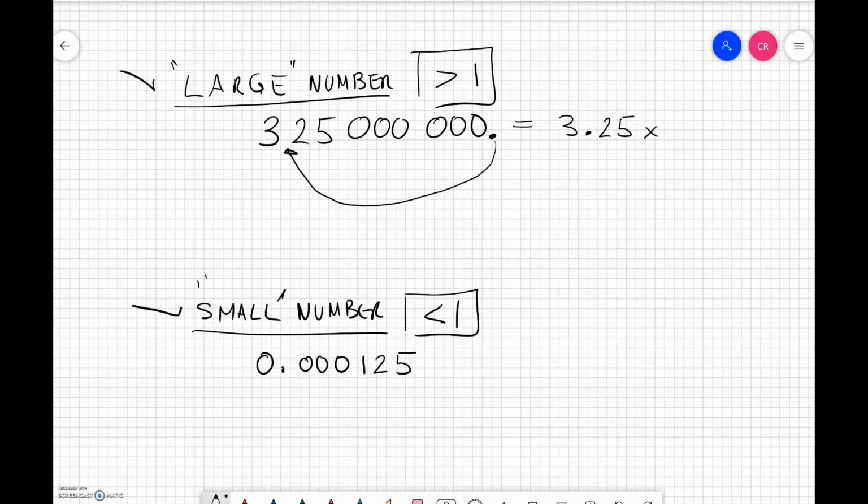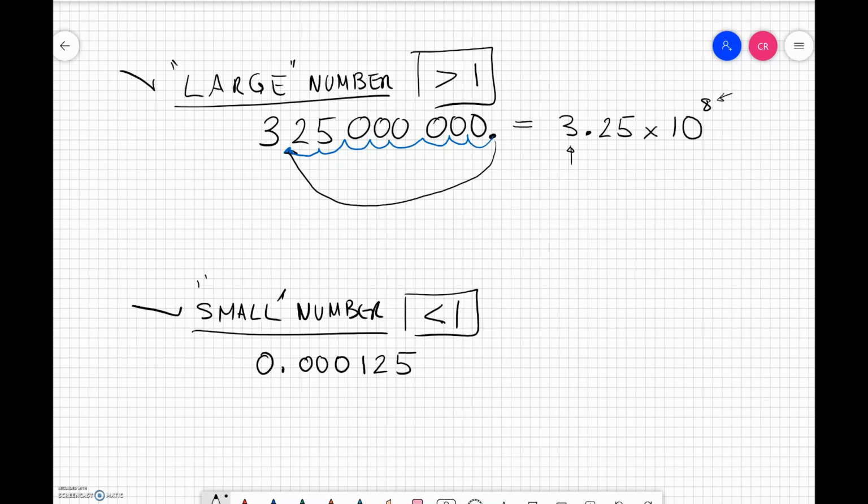What we do is multiply by a power of 10. Now the number that goes here, how do we get that number? We count how many places we moved the decimal point. So how many places did we move it? We moved it 1, 2, 3, 4, 5, 6, 7, 8 places. So now this becomes 10 to the 8th. That's it. We have one number to the left of the decimal point, and we have times 10 to the number of places you moved your decimal to get it to be between the 3 and the 2. And that's it for large numbers.